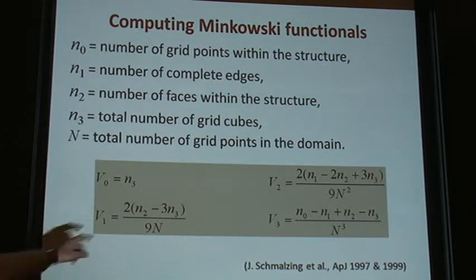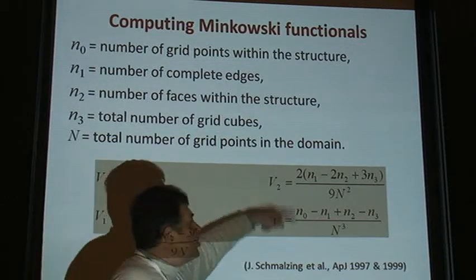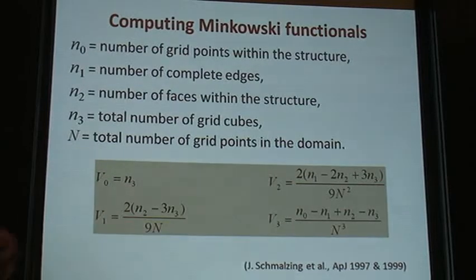So everything now reduces to counting the number of grid points within the structure, the number of complete edges within the structure, the number of complete faces within the structure, and the total number of grid cubes within the structure, which is a trivial operation. This can be done trivially for any data given on a grid. And then, just manipulating these 3 numbers, you get all 4 integrals, including these 2 which depend on curvatures.